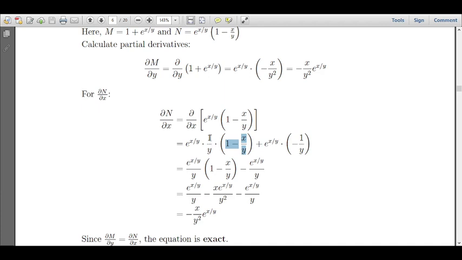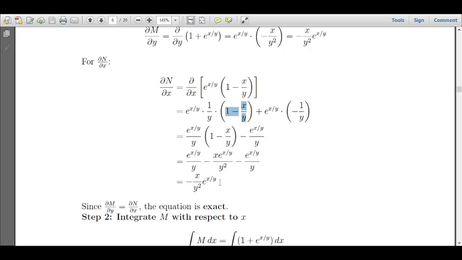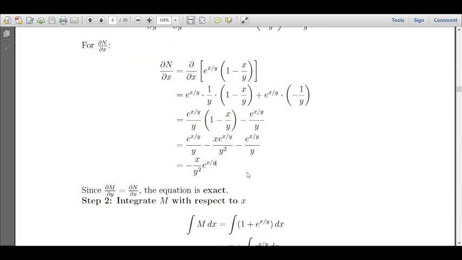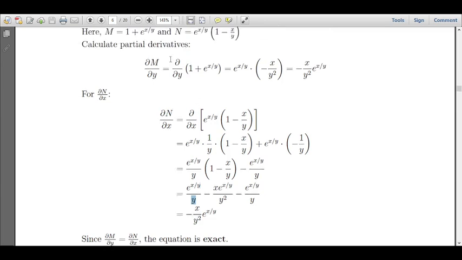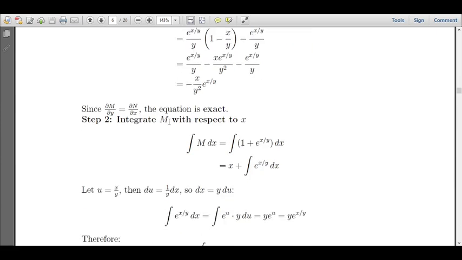So with respect to x, y term constant, write 1 by y as it is, differentiation of x is 1. Simplifying this, we'll get minus x by y square into e power x by y. Here the first term and third term cancel, and we get minus x by y square into e power x by y, which is equal to dou m by dou y. Therefore the given differential equation is exact.